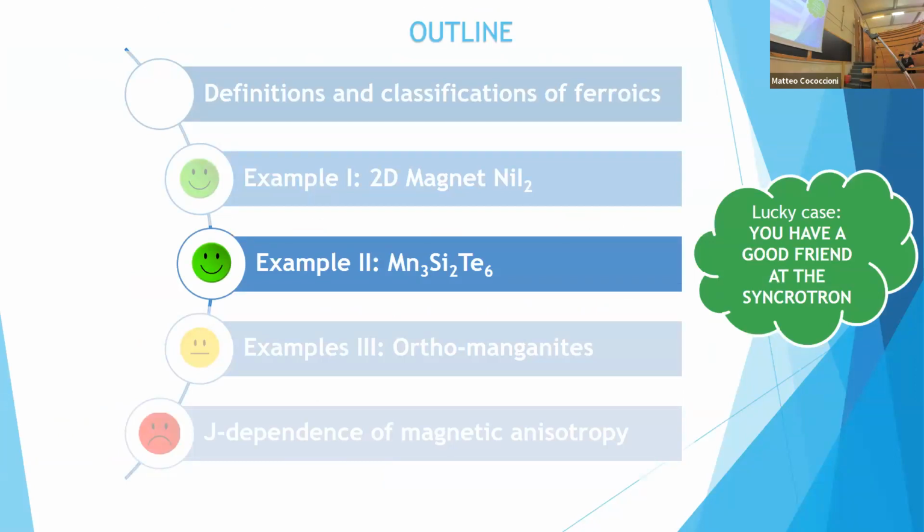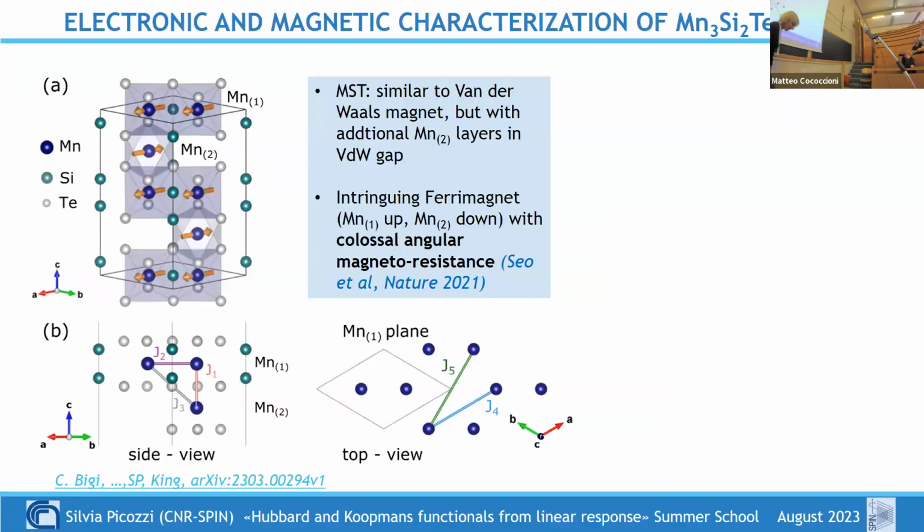Another lucky case is that if you have a good friend at the synchrotron that can measure something for you. In this respect, I will tell you about a system which is not rigorously a 2D magnet. So you have a 2D layer. This is manganese 3, silicon 2, tellurium 6.